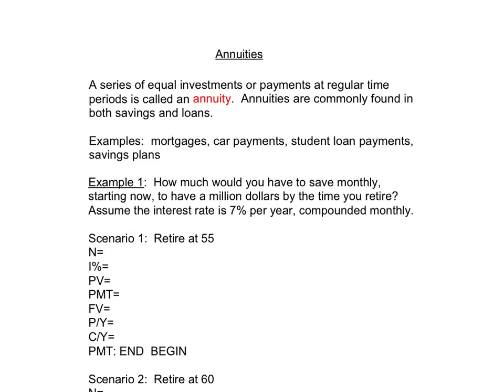In this lesson, we are talking about annuities. An annuity is a series of equal investments or payments at regular time periods. So examples of annuities would include mortgages, car payments, student loan payments, savings plans, any situation where you are paying down a certain amount of debt at regular time intervals or investing equal amounts of money at equal time intervals.